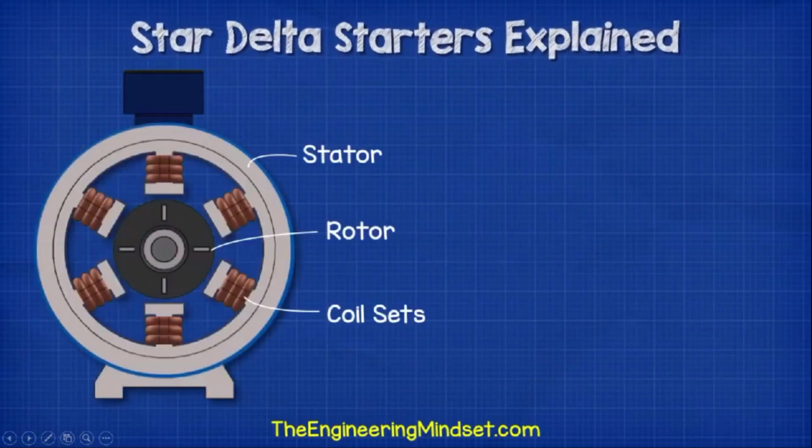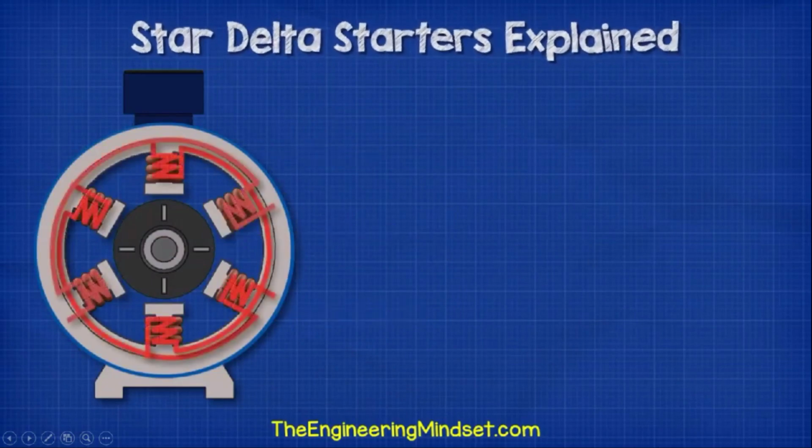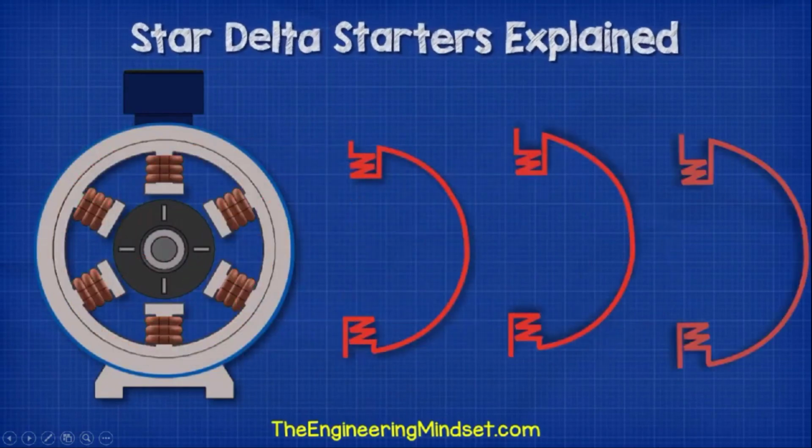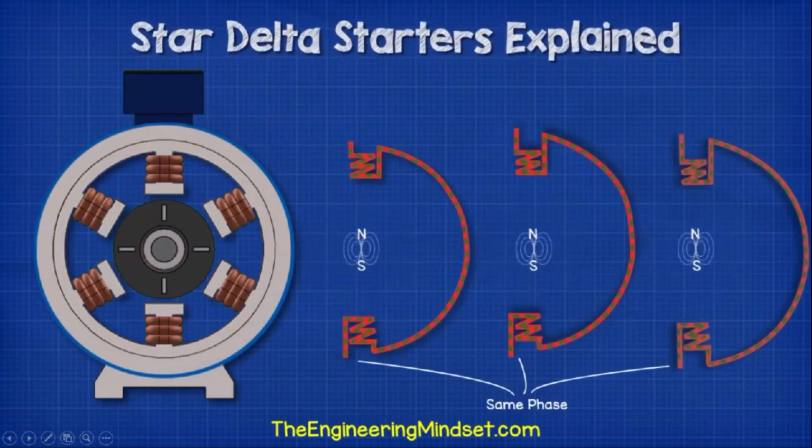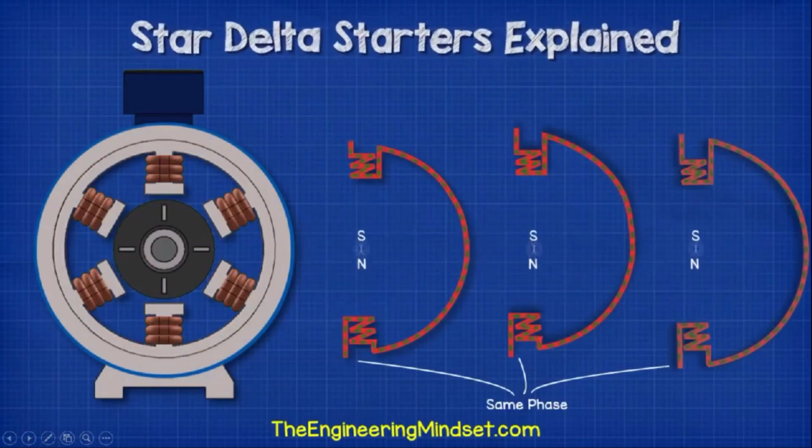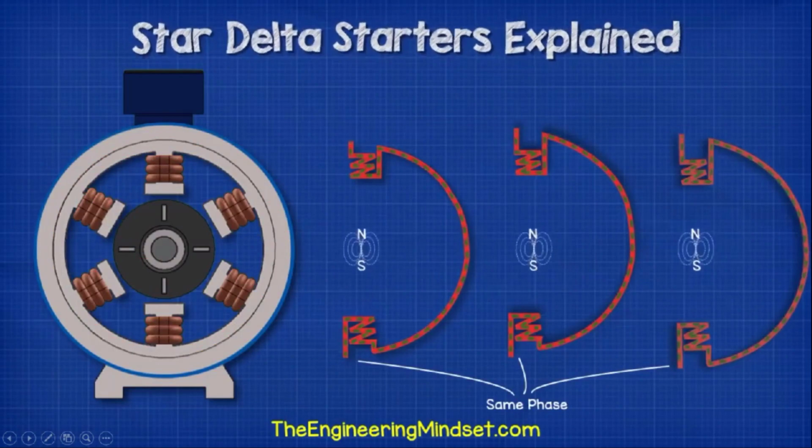Inside a three-phase induction motor, we have three separated coils which are used to produce a rotating magnetic field. When we pass an AC current through each coil, the coil will produce a magnetic field which changes in intensity as well as polarity as the electrons change direction.